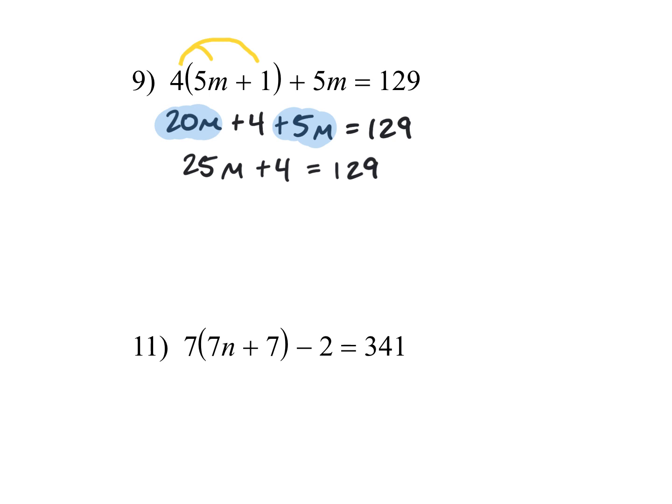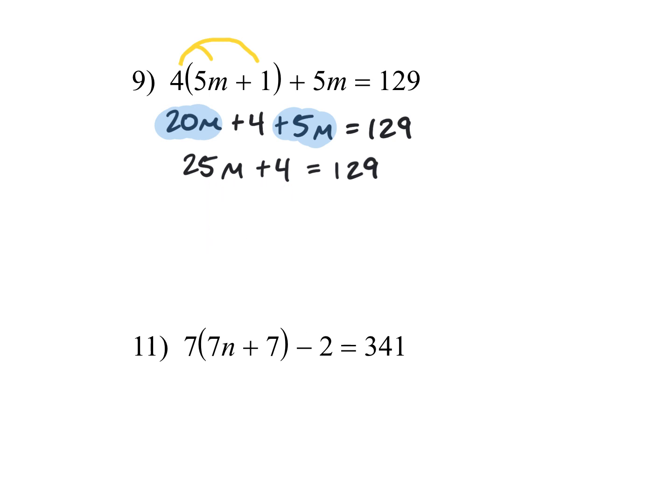Now, with this problem, you've got to realize you are not at the stage yet where you can just divide by what's happening to m and move on. You've got to get that 25m by itself first. What is happening to 25m?